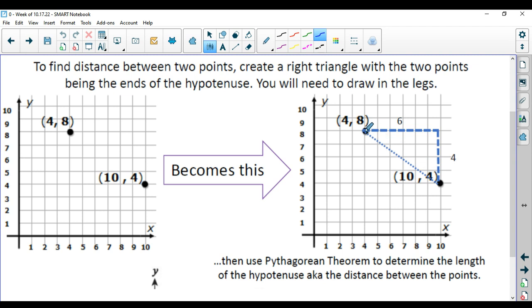So from here, we would travel to the right to get to the same exact spot as this one right here, and then we would travel down. You could also, if you were starting here, travel to the left and then travel up to get up to this other dot right here. What you've done here is you've now actually created yourself a right triangle.